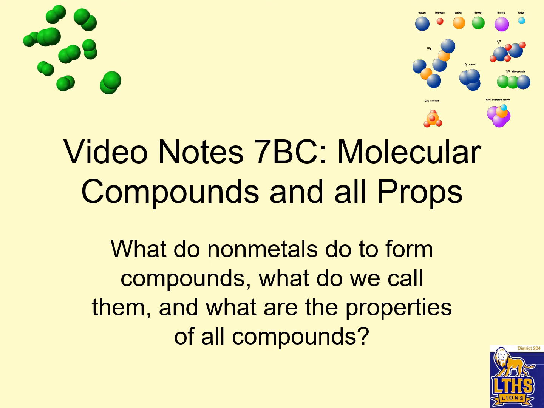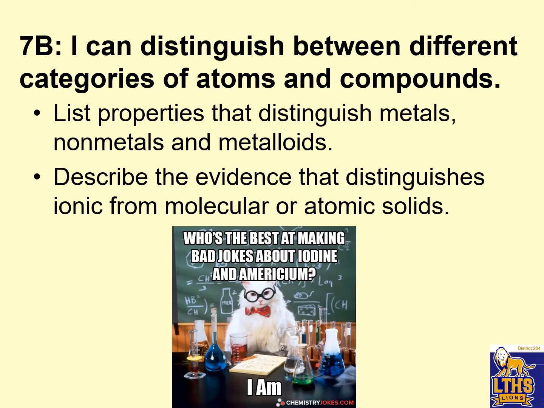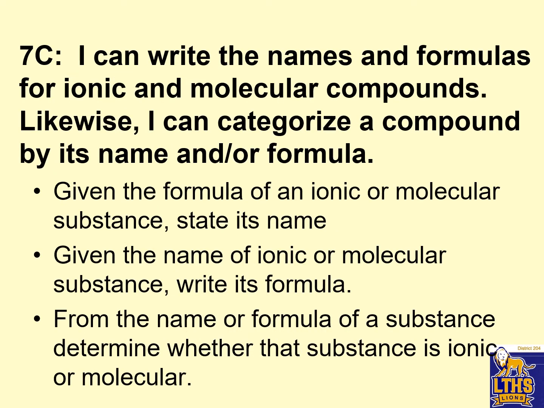We're going to talk about molecular compounds and the properties of all the kinds of bonding that we're looking at in this unit. So here's one of the objectives. I can distinguish between different categories of atoms and compounds. So we'll be talking about properties, we'll talk about evidence, and of course there's ChemCat with a bad joke. Here's another objective. You can write the names and formulas for ionic and molecular compounds and categorize compounds when you see their name or formula.